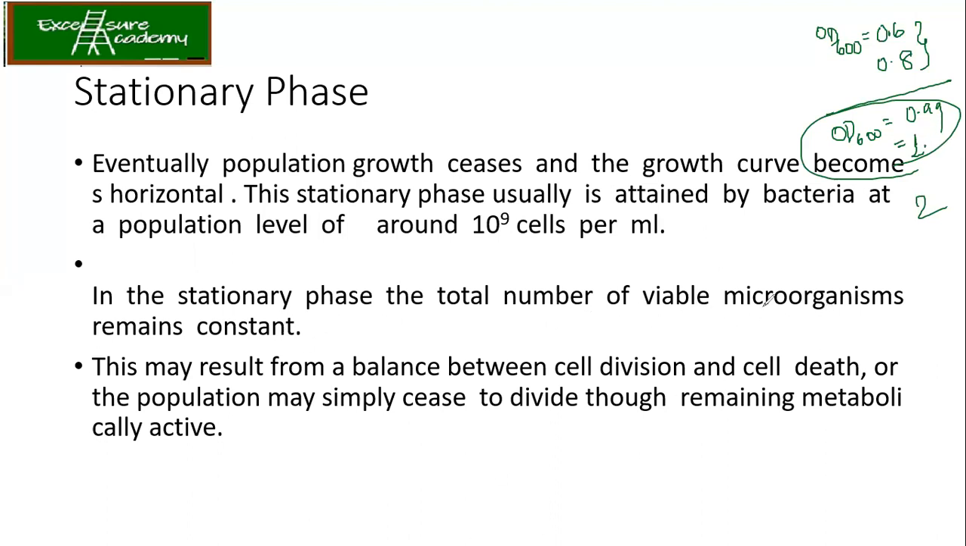The total number of viable organisms remains constant in the case of the stationary phase. Okay. Now this may be from the balance between the cell division and the cell death. यानी कि जितने divide हो रहे उतने आपके cell death भी हो रहे हैं. So that's why in the stationary phase the number of cells is going to be the same.